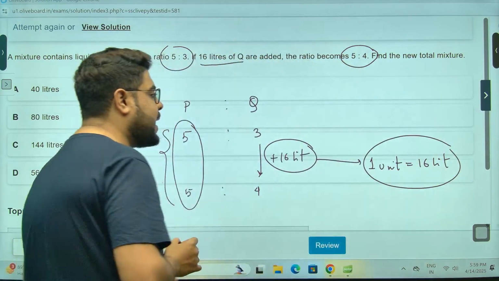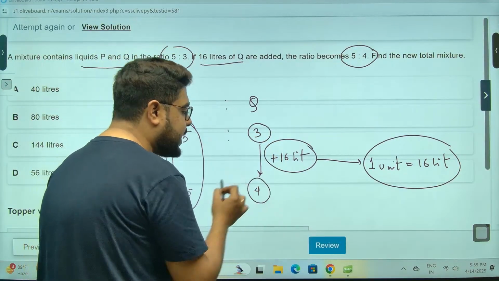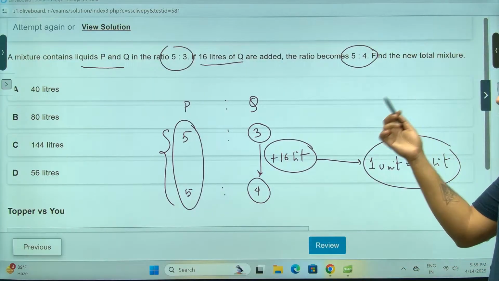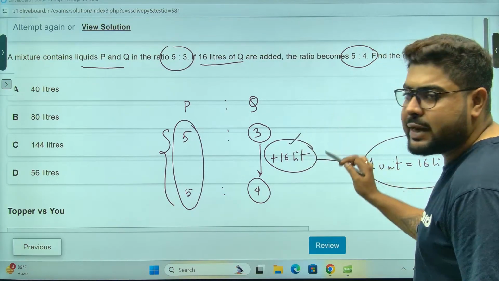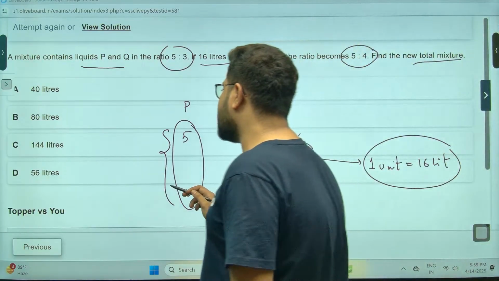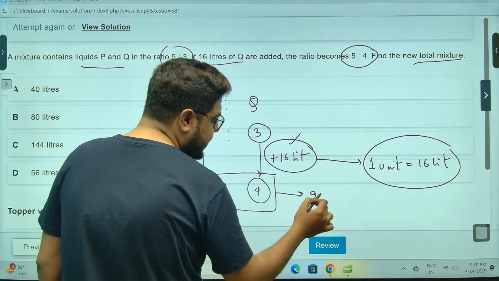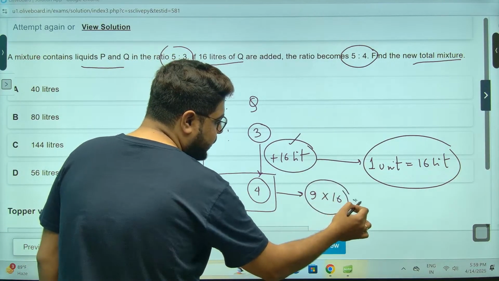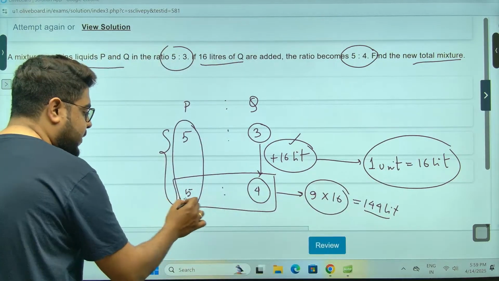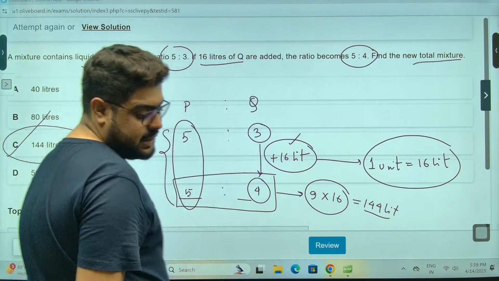Directly I can say 1 unit will be equal to 16 liters, because you see from 3 it actually became 4. 1 unit increment. Why? Because we have added the 16 liters. That means 1 unit is equal to 16. They're asking the new total mixture. New total mixture means 5 and 4, total 9 units. So the answer is 9 into 16, 144 liters. Each unit is 16 liters, so the total is 144 liters. Option C is your correct answer.